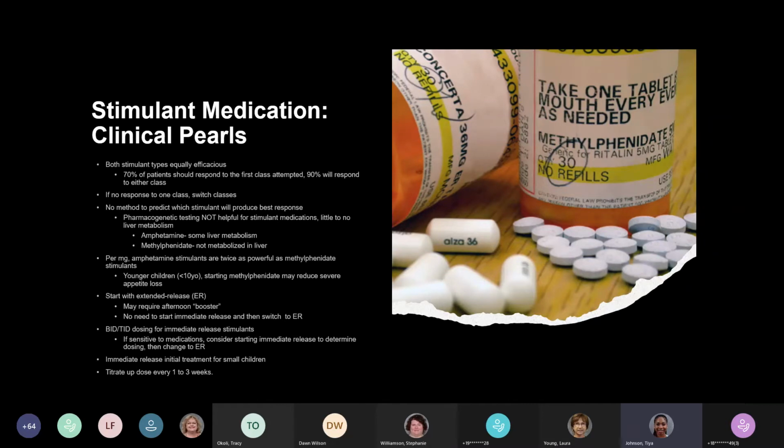Now, the immediate release stimulants usually require a twice a day or 3 times a day dosing to control ADHD symptoms. So it's not beneficial in a lot of cases. However, in those who may be sensitive to medicines, this is a situation where I may start off immediate release. If someone is very sensitive to medications, you might want to start with the immediate release to determine the dose that works for them, and then change to extended release.